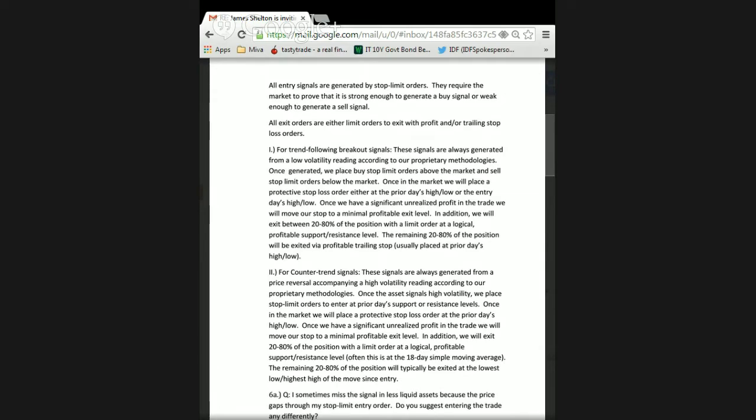So now if I may real quick, on the trend following, if you're buying and ultimately you're putting the protective stop loss order, you're going to use the prior day low. And if you're selling, you're going to use the prior day high. Is that a correct clarification? Almost always, yes. Almost always.